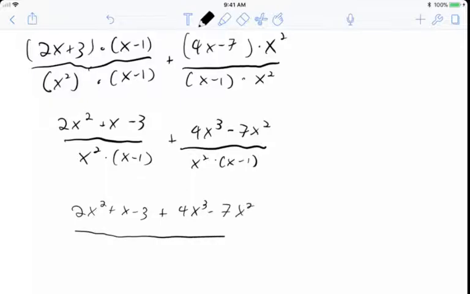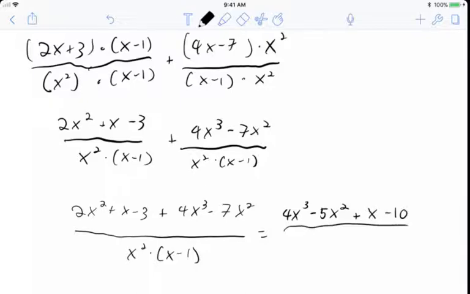The last thing I want you to get in the habit of is to sort your final answer. In this case, it's a perfectly fine polynomial. There are no repeated terms, but I like going from left to right, largest to smallest. Oh wait, there's 2 more to cancel. 5x squared plus x minus 10 over x squared times x minus 1. All done.